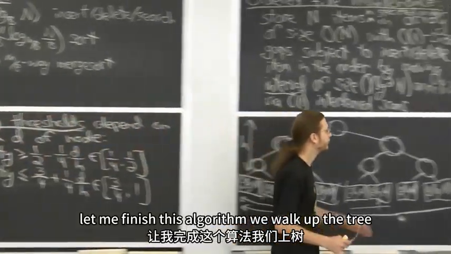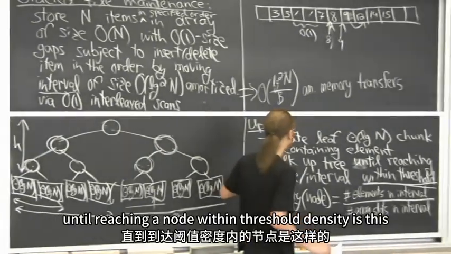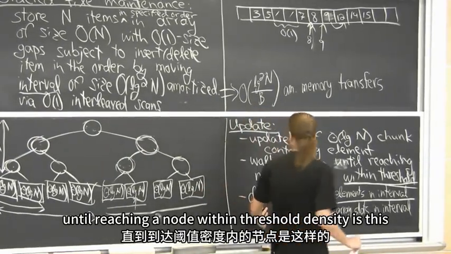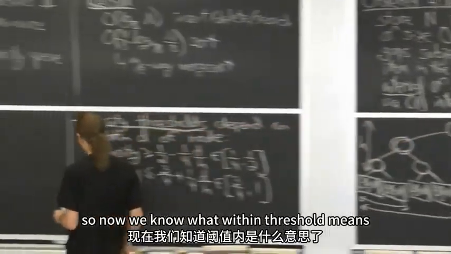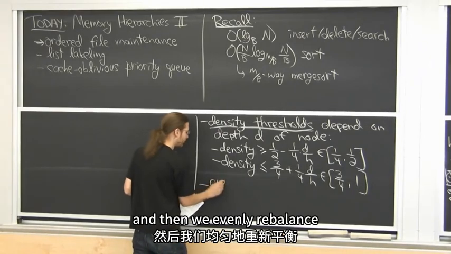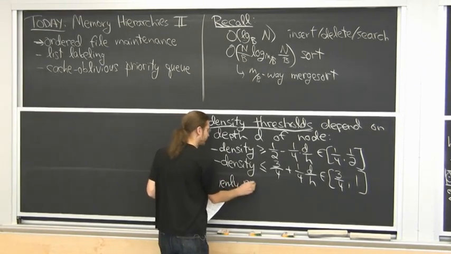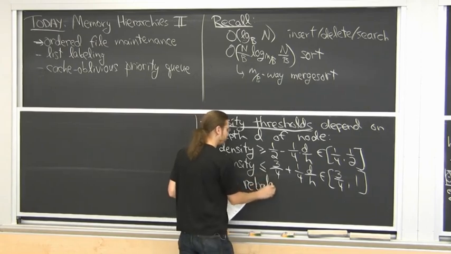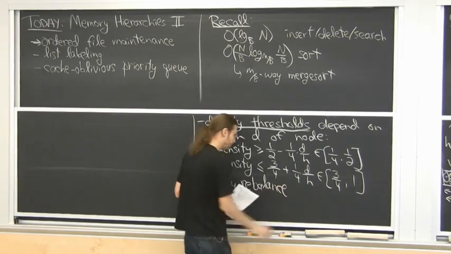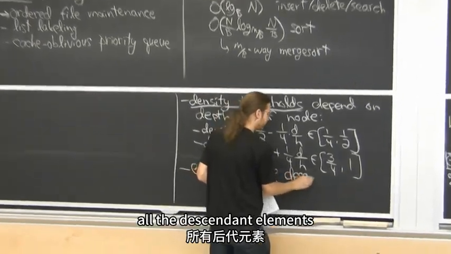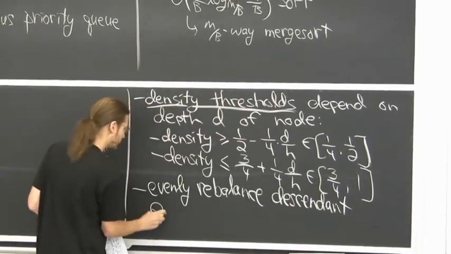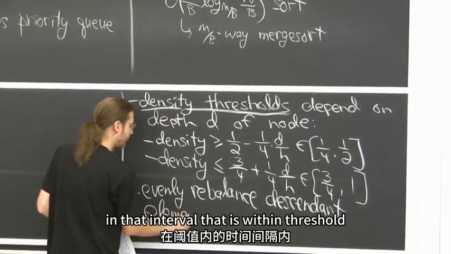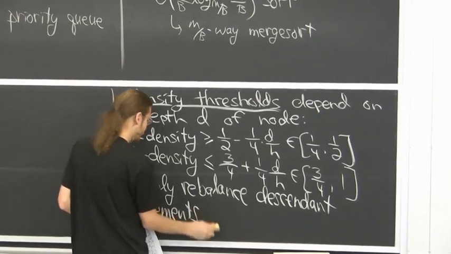Let me finish this algorithm. We walk up the tree until reaching a node within threshold. Density is this. Density threshold is this. And now we know what within threshold means. And then we evenly rebalance, or redistribute, all the descendant elements in that interval that is within threshold.